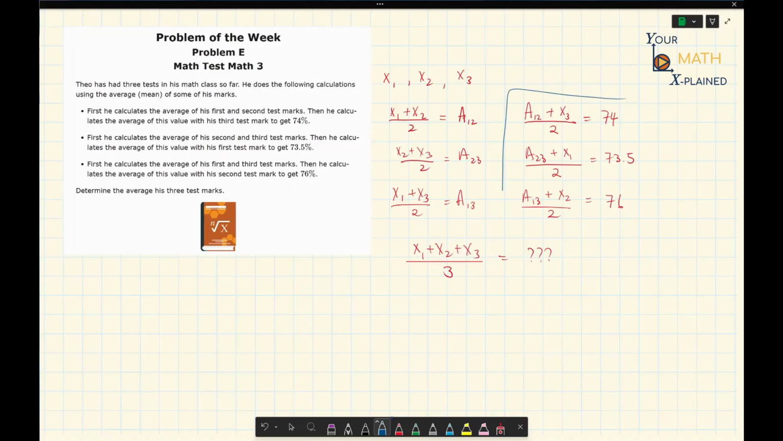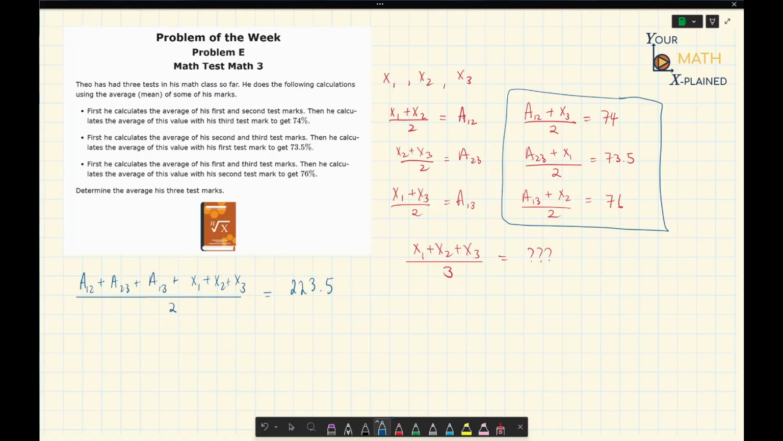On the top right, these 3 equations have numbers to them, so it's probably a good idea to see what happens when we add them up. So if I add up the left side of the equation, I'm going to get A sub 1, 2 plus A sub 2, 3 plus A sub 1, 3 plus x1 plus x2 plus x3, and they're all over 2. That would equal the sum of the right side, which is going to make 223.5. So that's adding the 74, the 73.5, and the 76.